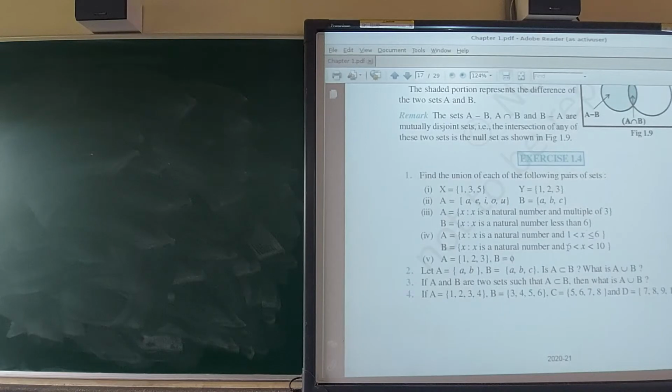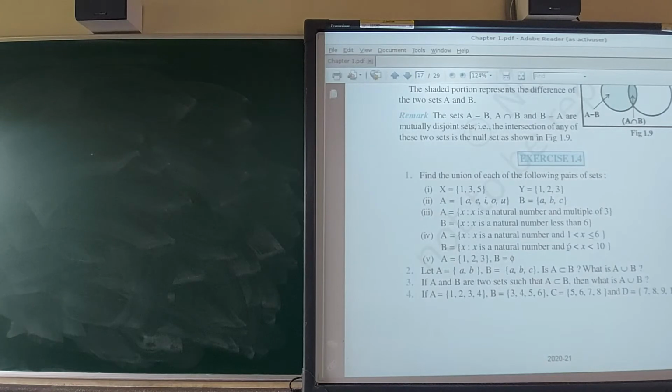Second part: A is E, I, O, U and B is A, B, C. Then the union is A, E, I, O, U, B, C. These are all the union of the second part. Third one: A is the set of x where x is a natural number and a multiple of 3, and B is the set of x where x is a natural number less than 6. So what is the union of A and B?